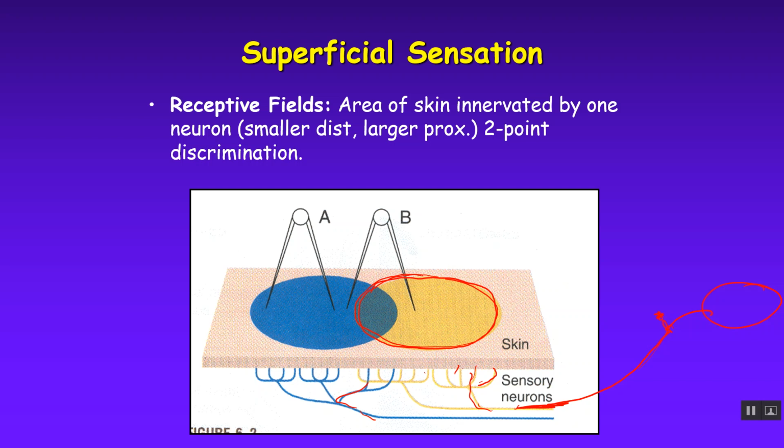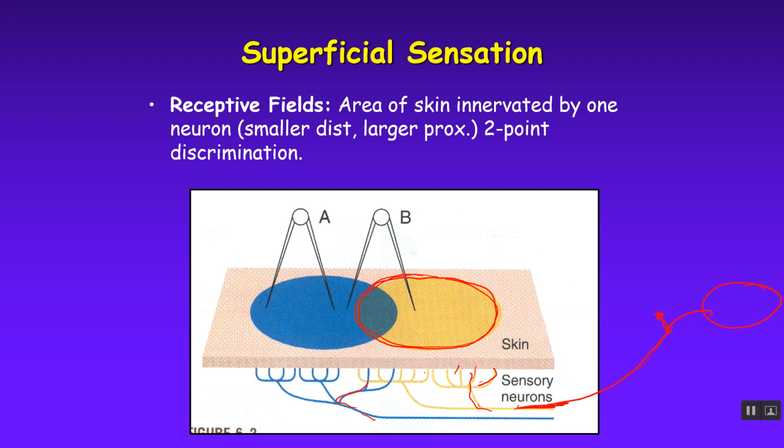If you have a really large receptive field and those 2 points fall within that same receptive field, your body is going to perceive it as just 1 point. Does that make sense? You have to have the points fall in 2 separate receptive fields for your body to say, oh, that actually is 2 points, because it's falling in 2 different locations. So the smaller the receptive field, the higher the resolution of the information you get, because you have more individual nerves supplying smaller regions of skin.